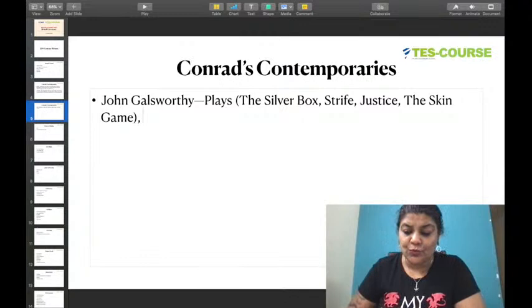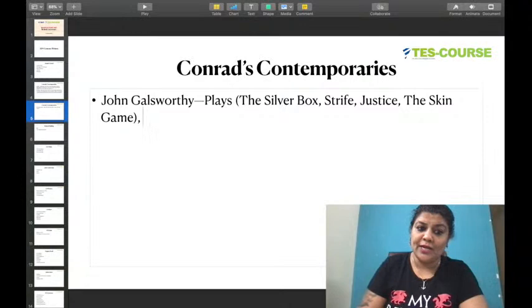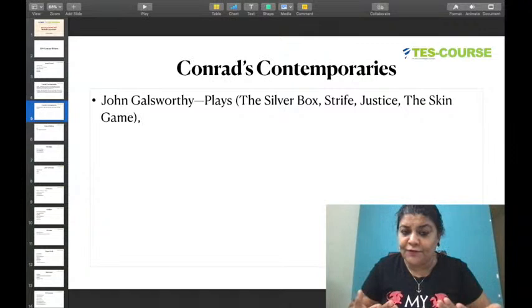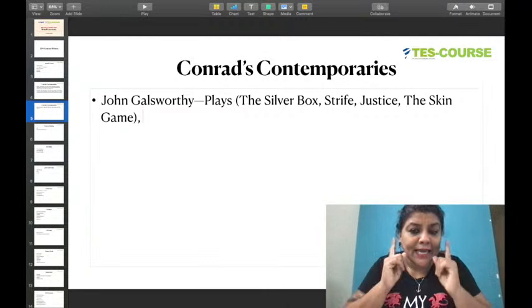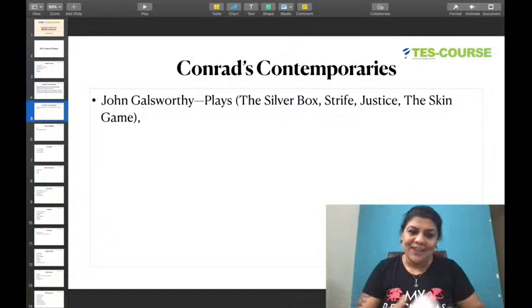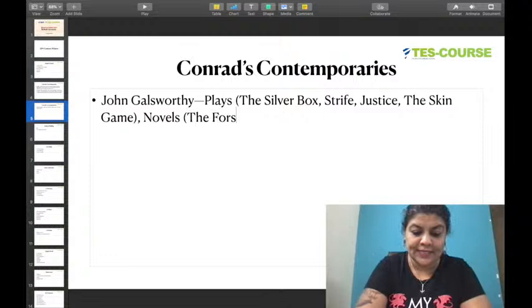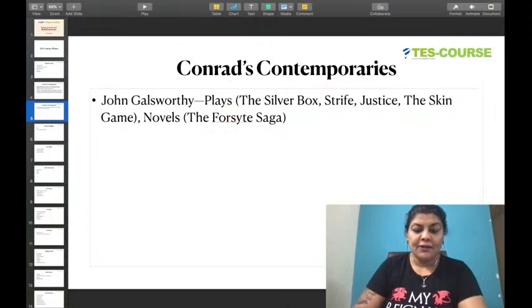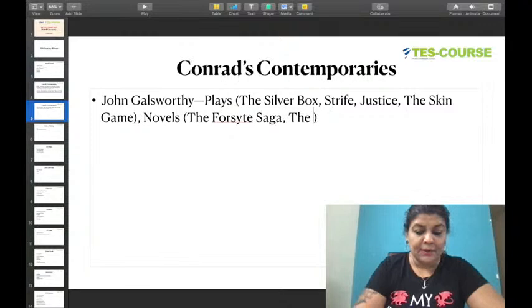And then there is Justice. Justice is about William Falder. William Falder is a junior clerk in Justice. He is stealing some money and he's arrested for it. Finally, he commits suicide. Justice is an important play because it led to the reform of solitary confinement. Will you remember, everybody? Novels include The Forsyte Saga. The Forsyte Saga has a sequel, A Modern Comedy.